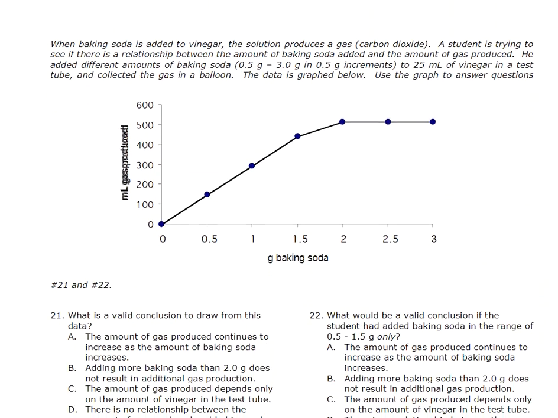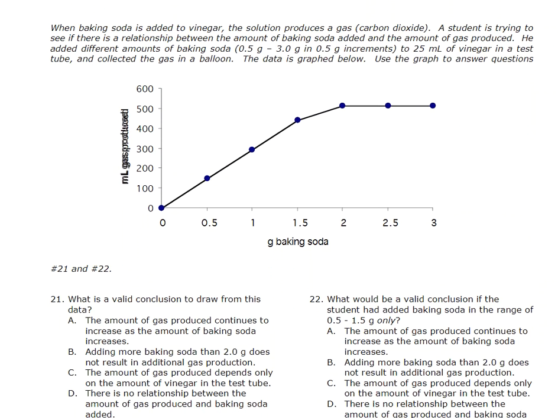All right, so let's look at 21 and 22. When baking soda is added to vinegar, we see the following chart. The x-axis, the independent variable, the one that is controlled by the experimenter, is the grams of baking soda, and we see that it goes up in 5 gram or 0.5 gram increments.